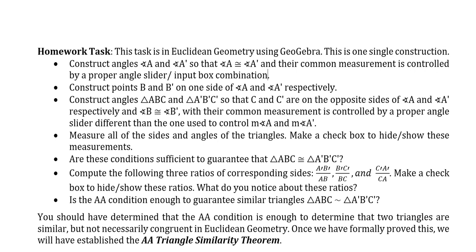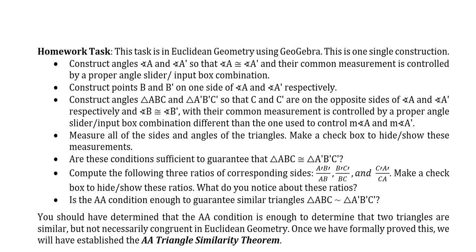Construct triangles ABC and A prime B prime C prime, so that C and C prime are on opposite sides of angle A and angle A prime respectively, and angle B is congruent to angle B prime, with their common measurements controlled by a proper angle slider different from the one used to control the measure of angle A and measure of A prime. And again, we might as well say slider slash input box combination. Measure all the sides and angles of the triangles. Make a checkbox to hide and show these measurements.